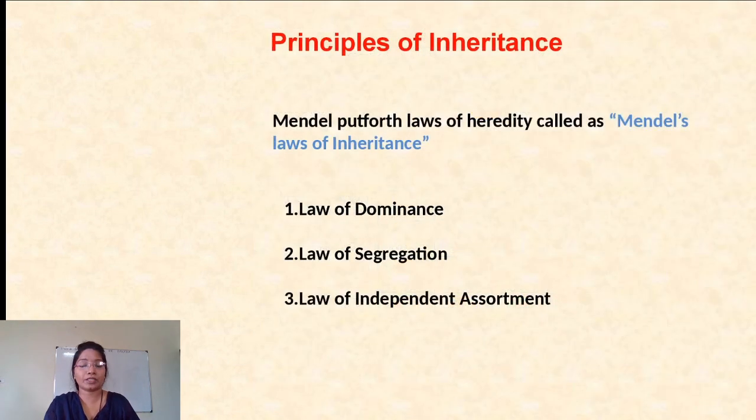Next, we will move towards the principles of inheritance. Mendel put forth certain laws of heredity, and these laws are called Mendel's laws of heredity or principles of inheritance. These principles of inheritance are basically three. One is the law of dominance, second is the law of segregation, and third is the law of independent assortment. Okay, let us see one by one.